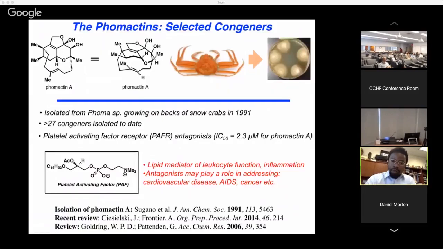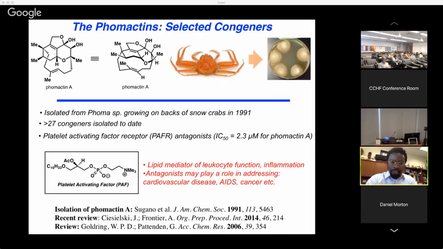And this is a molecule that is a member of a larger family of diterpenoids, which were isolated initially from the backs of a snow crab found off the coast of Okinawa in Japan. So the fungus that produces these secondary metabolites resides in a symbiotic way on the backs of these snow crabs. And these molecules are interesting from a structural standpoint, as depicted here by Phomactin A, but there's some emergent interest in these molecules in terms of their function as platelet activating factor receptor antagonists. And that, of course, has a lot of implications in terms of thinking about diseases that have to do with inflammation, such as cardiovascular disease, cancer, and so forth.